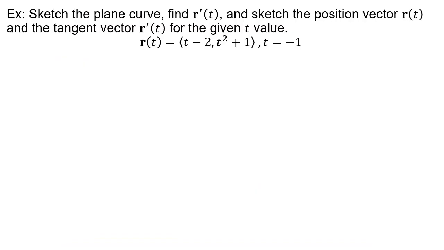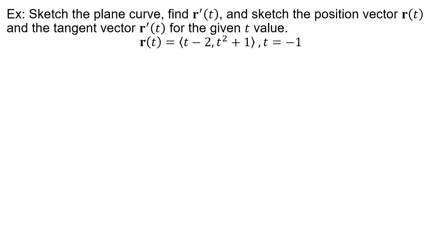So for instance, sketch the plane curve, find the derivative, and sketch the position vector r and the tangent vector r prime for the given t value. And so I have my vector r as t minus 2, t squared plus 1, and yeah, that's it. Just a two component vector here when t equals -1.